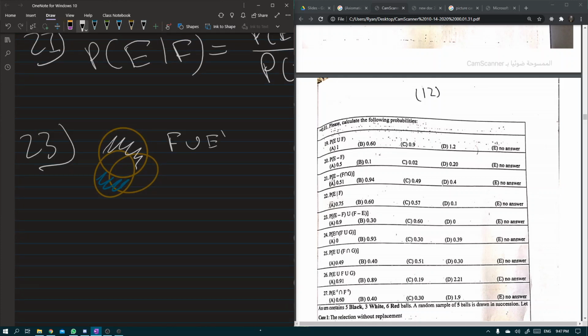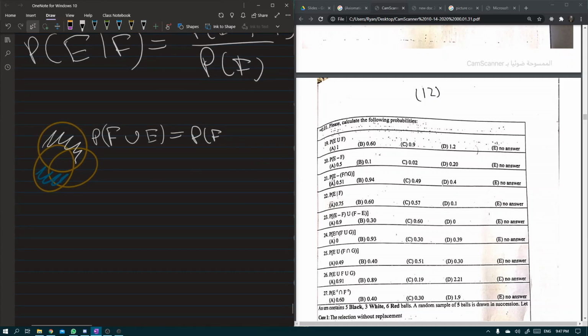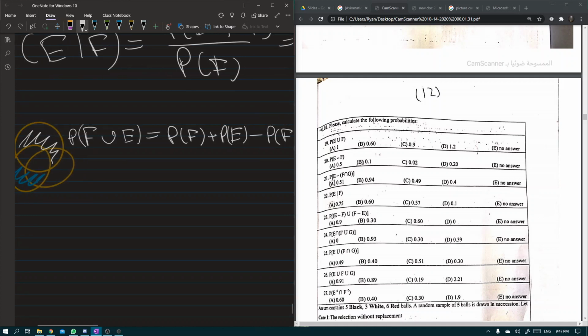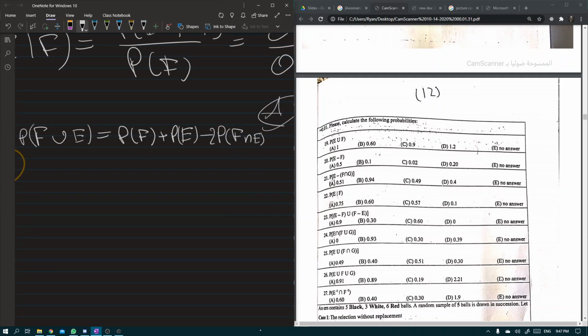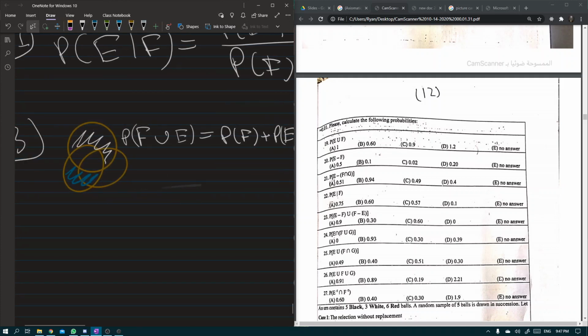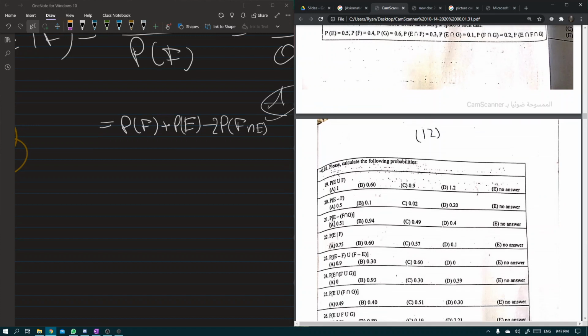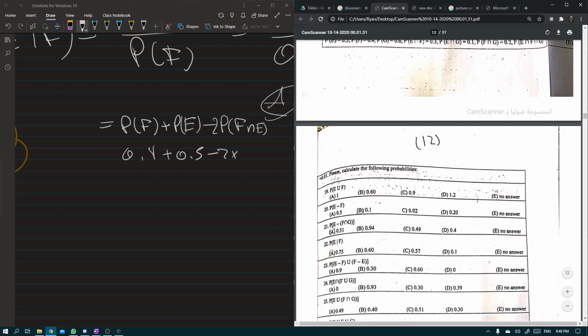F union E, which is probability of F plus probability of E minus probability of F and E. And then you subtract, because you see that there's this place missing, so you subtract F and E again, so 2 F and E. Okay, probability of F is 0.4 plus 0.5 minus 2 times F and E, 0.3.